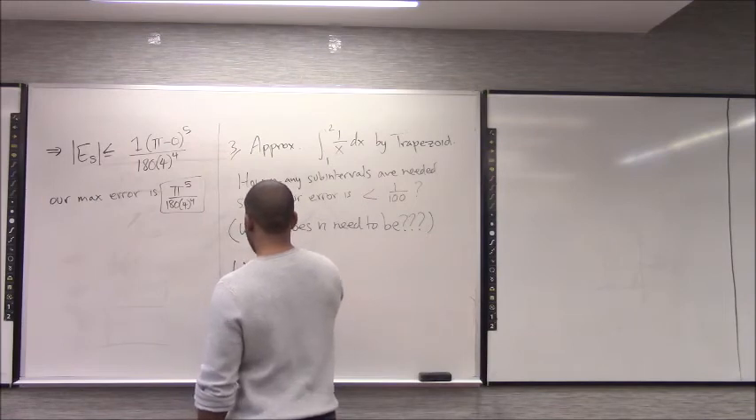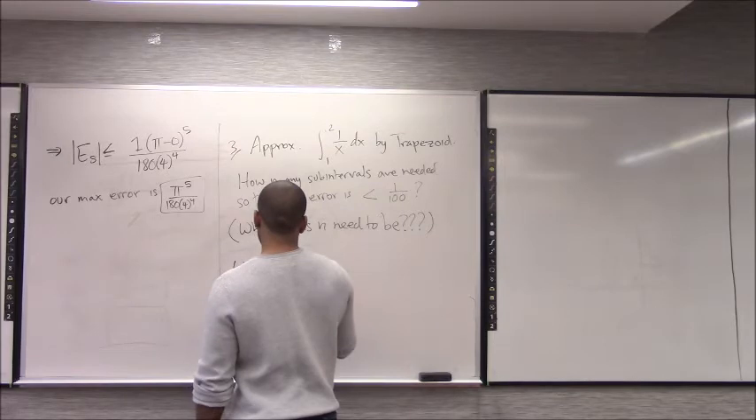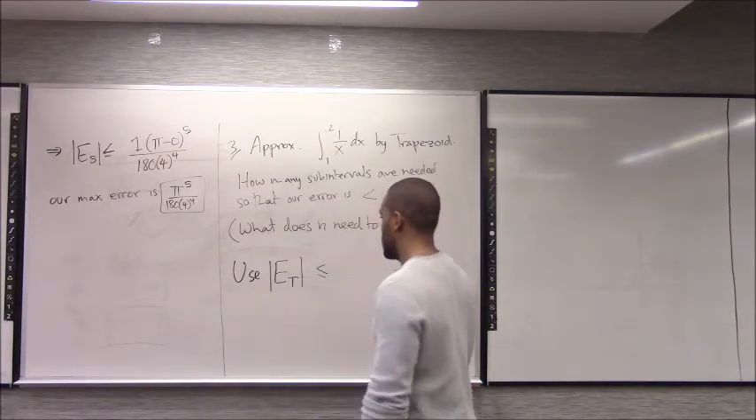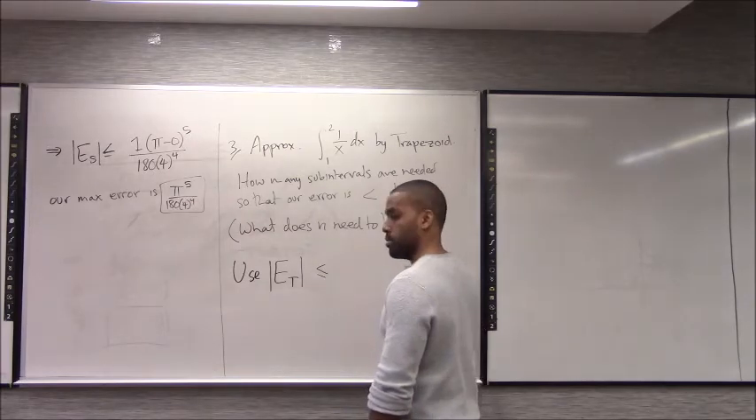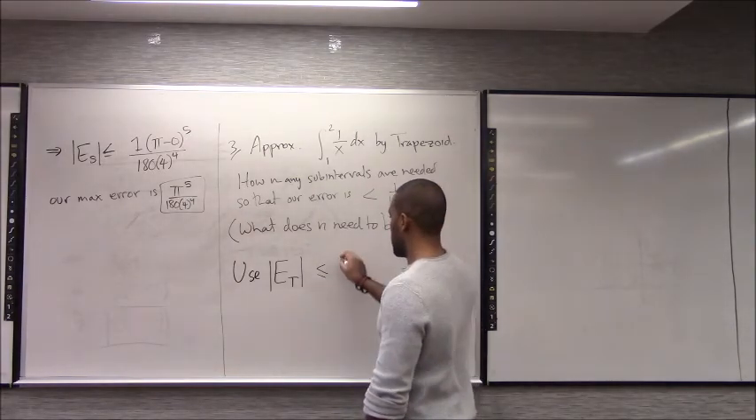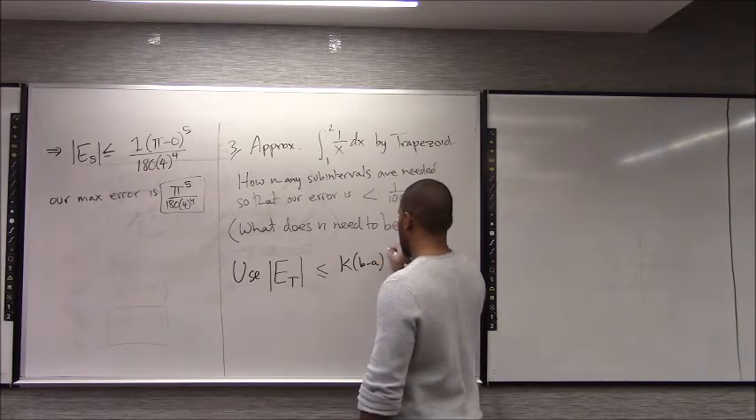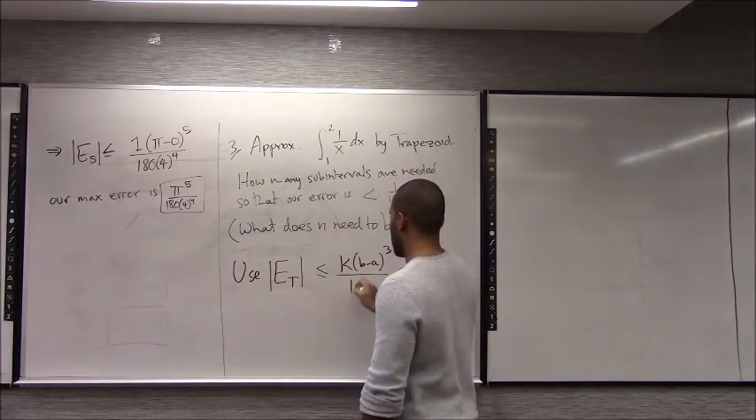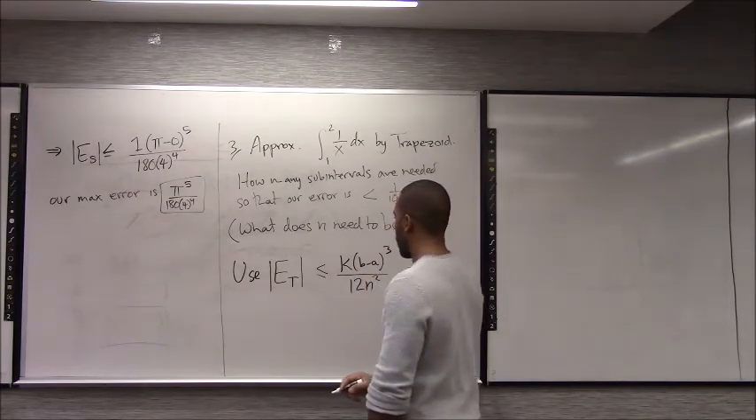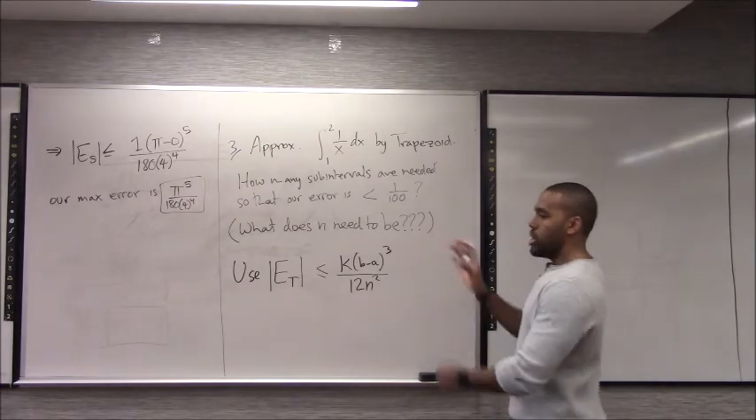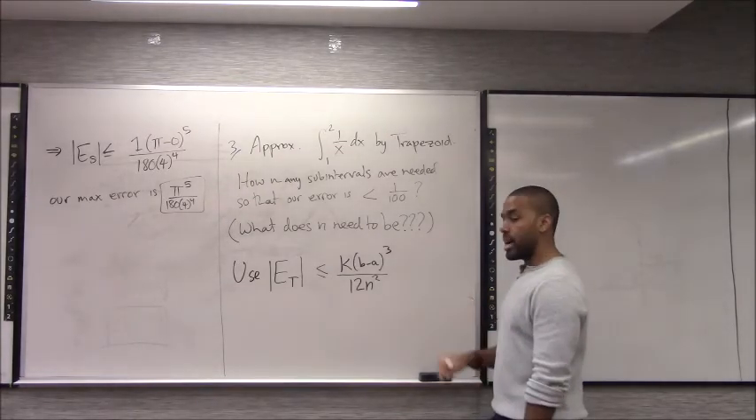Okay, so what we're going to do is use the error formula. I know the error associated with the trapezoid rule, and I know an upper bound for that, right? What is that formula? It's k times (b minus a) to the what? Cubed, over 12n squared. Okay, right. So whenever I do the trapezoid rule, that's the guy that's going to tell me the error.